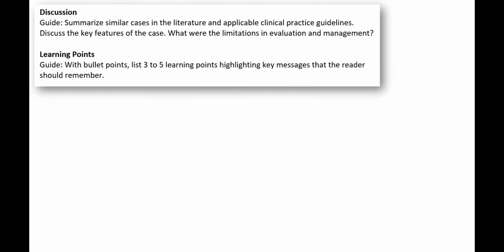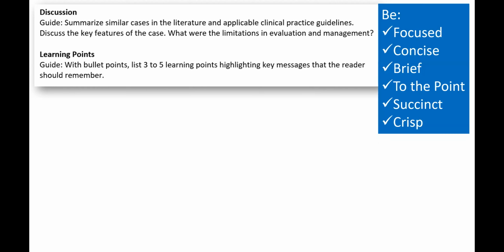Then we come to the discussion, where you summarize similar cases in the literature and applicable clinical practice guidelines. Discuss the key features of your case. What were the limitations in evaluation and management? You conclude with learning points. We want bulleted points, 3 to 5 learning points that highlight the key messages that the reader should remember. Be focused, concise, brief, to the point, succinct, and crisp. I think you get the message.